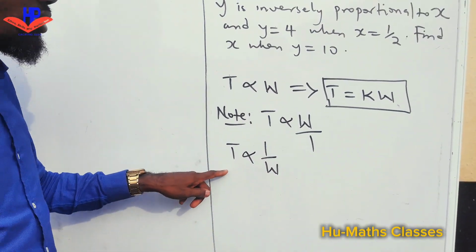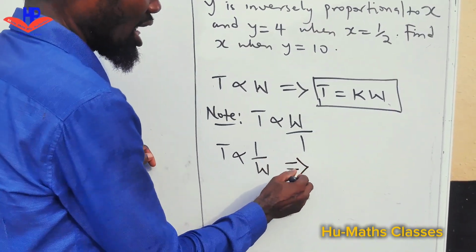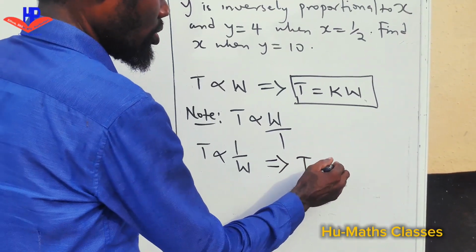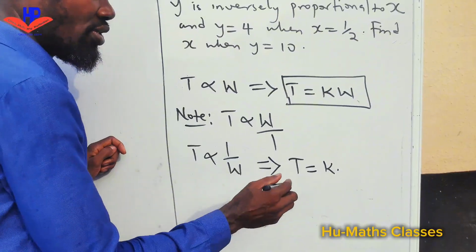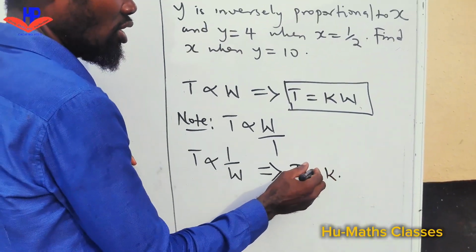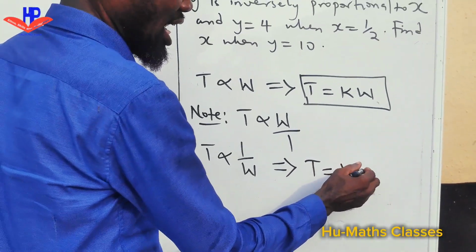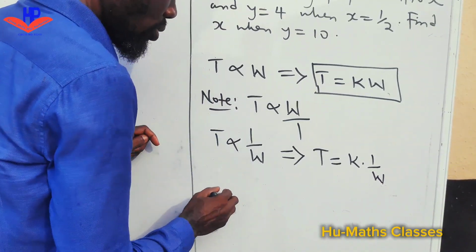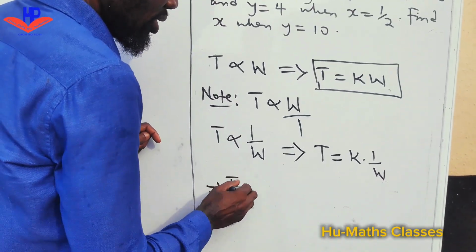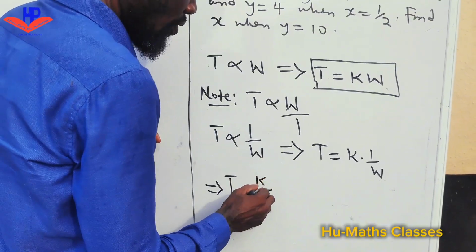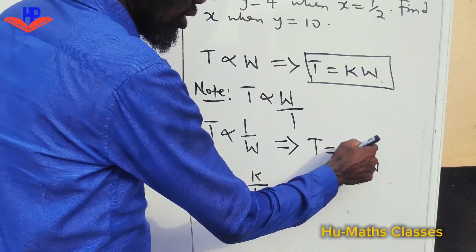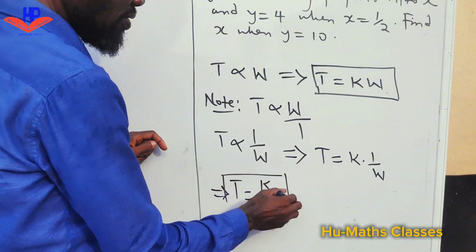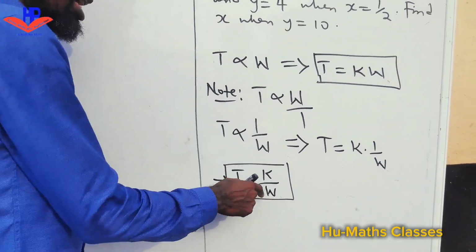This is a standard. So if we introduce a constant of proportionality, we have T is equal to K. I like using K. You can use another letter as a constant of proportionality. K times 1 over W. And that will lead us to T is equal to K over W, because 1 times K, or K times 1 is K. So we have this. So this defines the relationship between T and W.